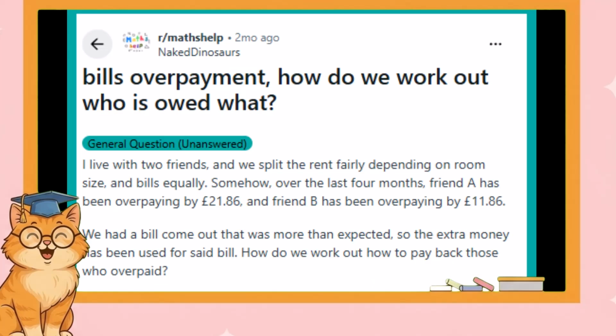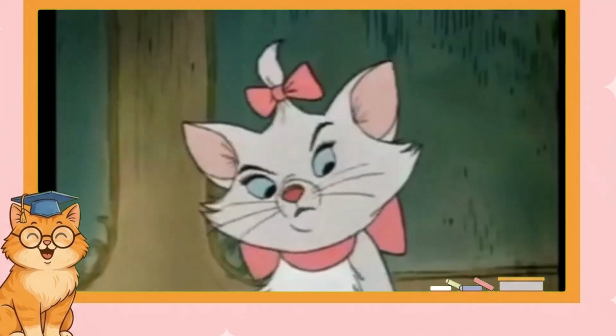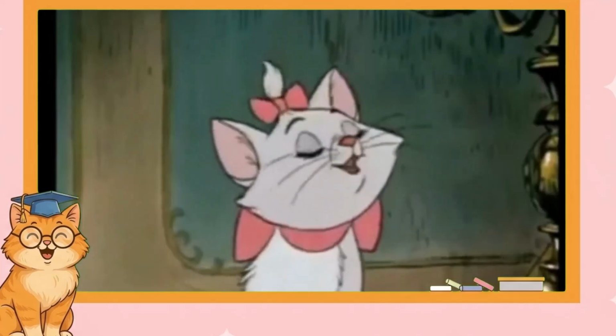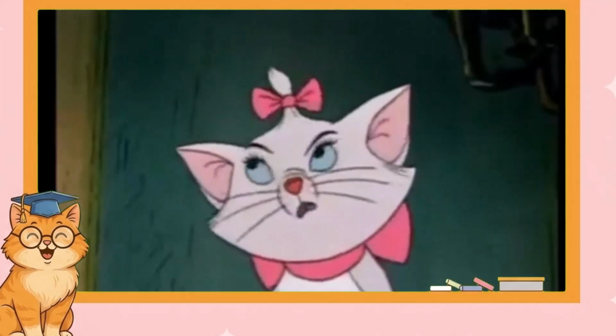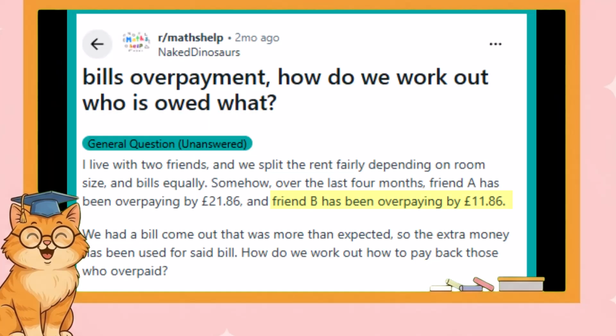Our question begins with, they live with two friends, and they split the rent fairly depending on the room size, and all bills are split equally. However, over the past several months, friend A was overpaying by £21.86. Cents? I don't know if it's cents over there. It's pence, you uncultured swine. And friend B was overpaying by £11.86.